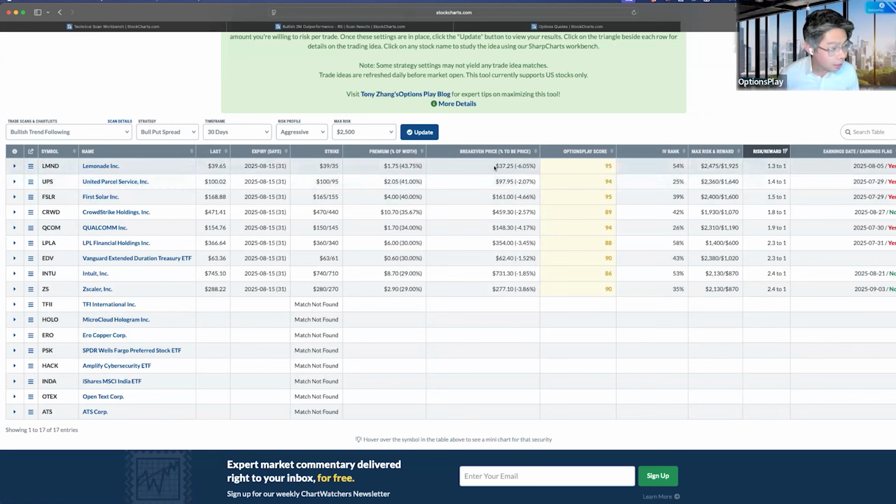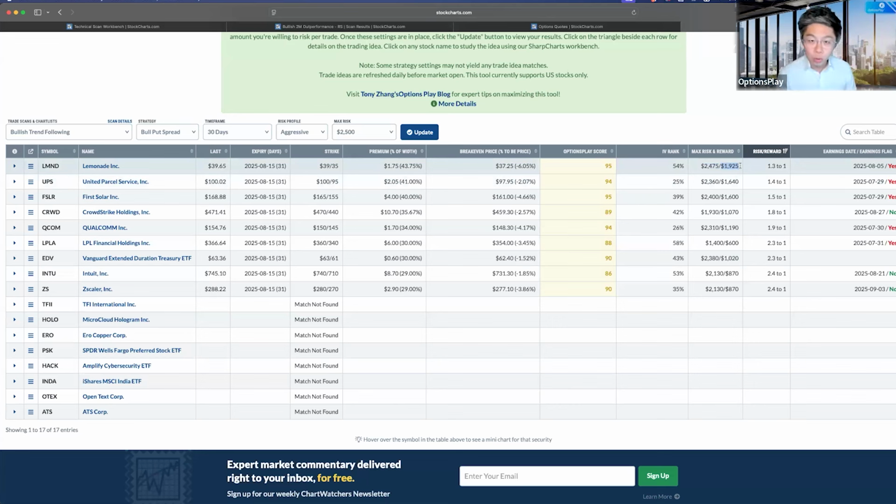As you can see, Lemonade, again, gives me the best risk reward ratios. It doesn't matter whether I'm buying debit spreads or selling credit spreads, I'm going to get the best risk reward on Lemonade versus some of the other names. As you can see, let's say we look at Zscaler, right? So for $2,100 that I'm risking, I can only make $870 versus in Lemonade, if I risk $2,400, I can make around $1,900. So the risk reward is far better in Lemonade than it is on Zscaler.